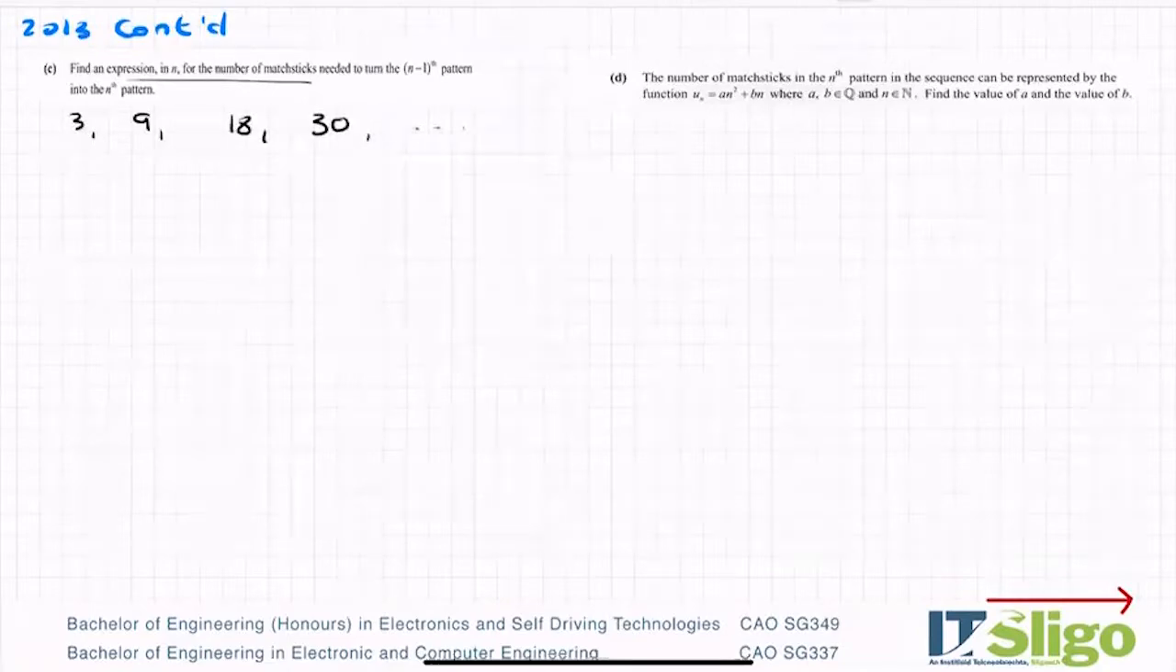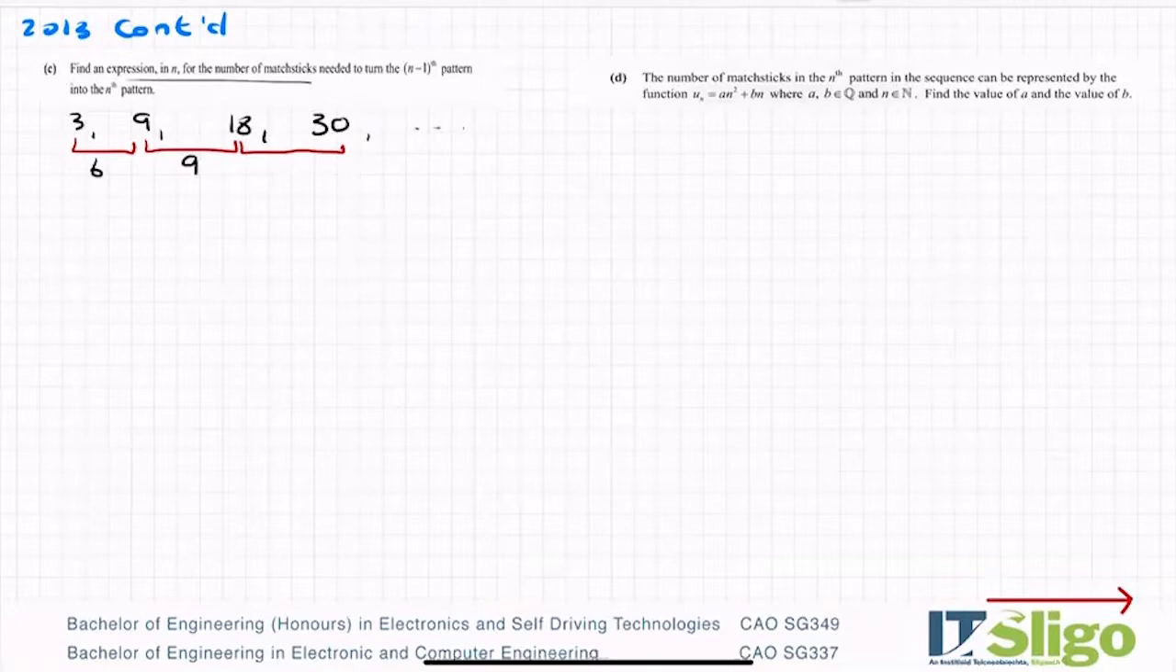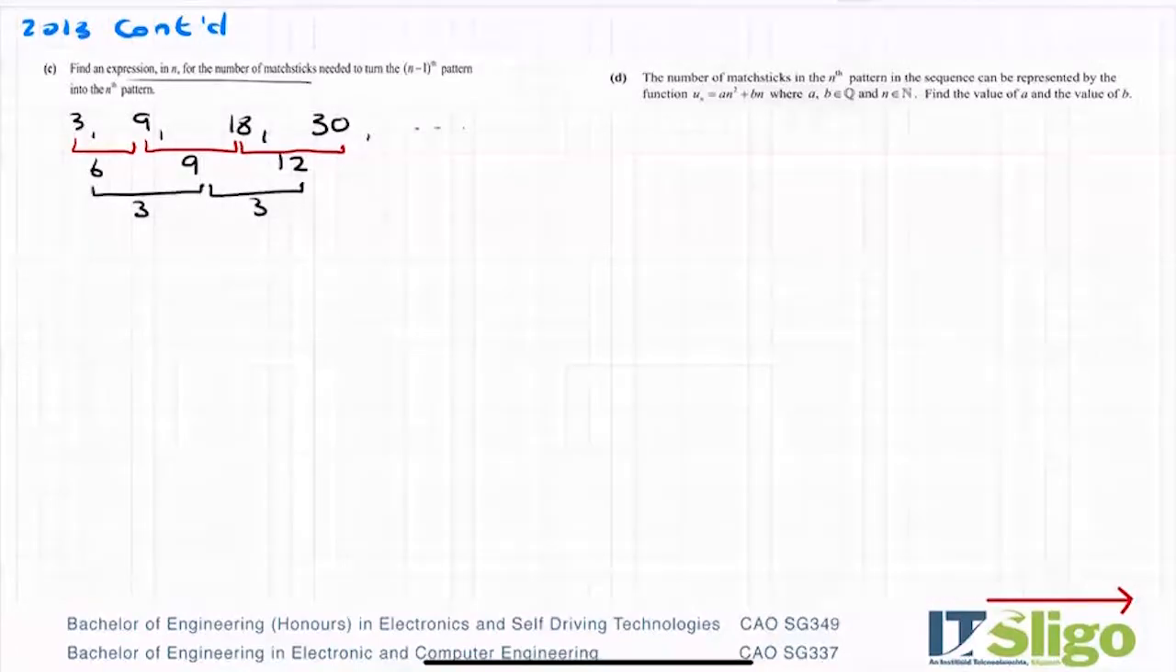And again, I look at the differences to try and establish a pattern. So 3 to 9 is a difference of 6, 9 to 18 is a difference of 9, 18 to 30 a difference of 12. It's not a linear arithmetic sequence. The first difference is not the same. So let's have a look at the difference of the differences. So we see that the second difference is the same. Therefore, again, it's quadratic.